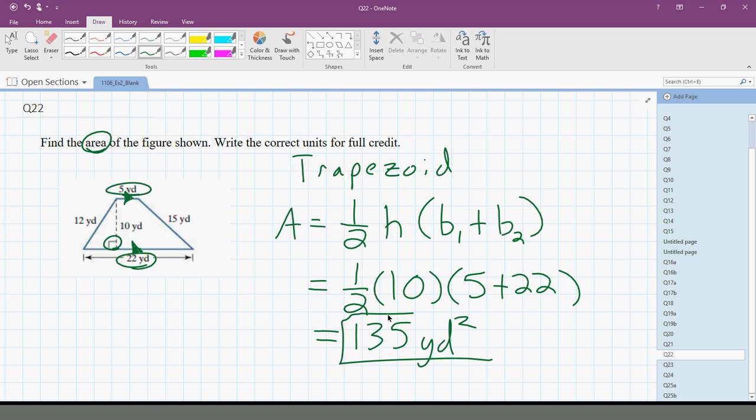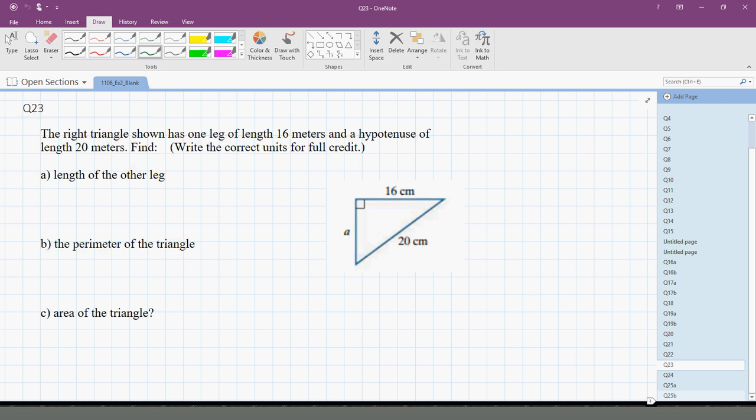Squared. Because this is area. Perimeter labels are normal. Area labels are always squared. What are volume labels? Volume labels are cubed. Perimeter is normal. Area squared. Volume is cubed.